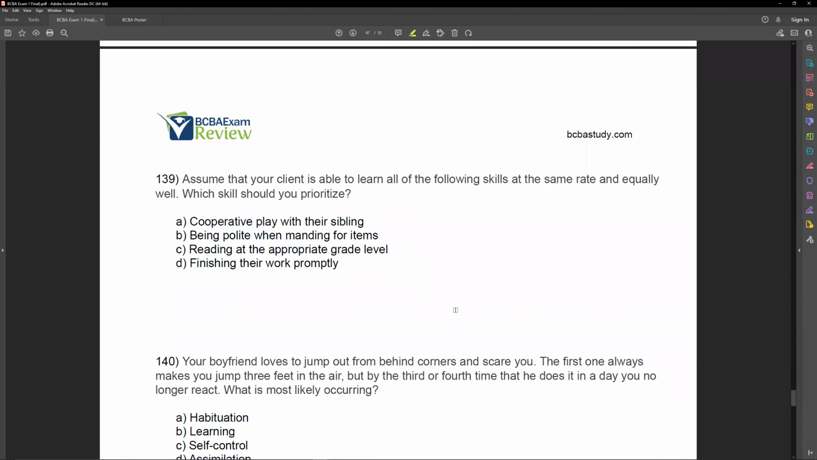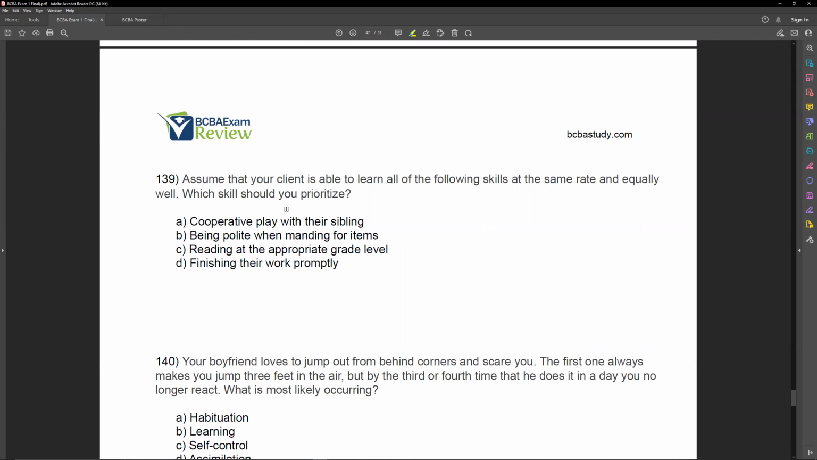139, assume that your client is able to learn all of the following skills at the same rate and equally well. What skill should you prioritize? If you ever see a question like this, immediately you should start thinking what? Pivotal behaviors and behavior cusps. What behaviors are going to allow our client to contact reinforcement more readily in the natural environment? That's what we're prioritizing, the most socially valid and meaningful behaviors. Always think that way.